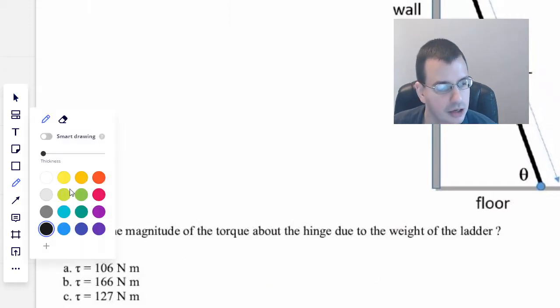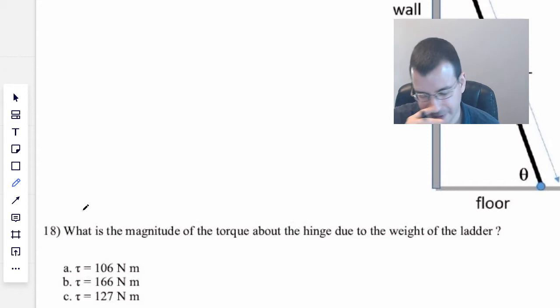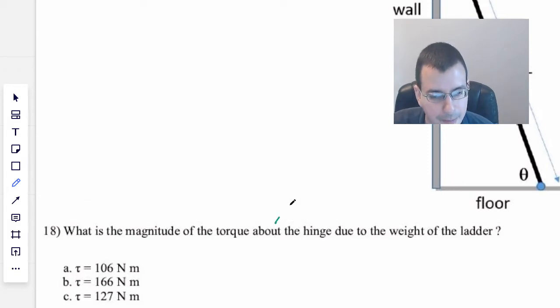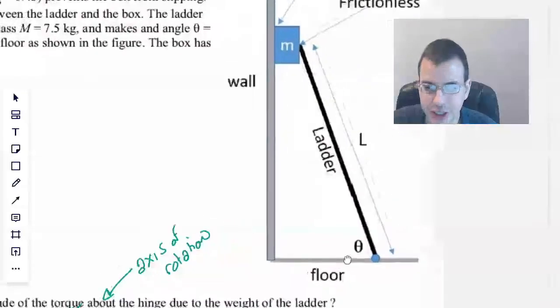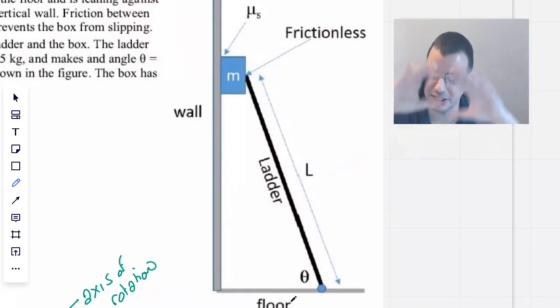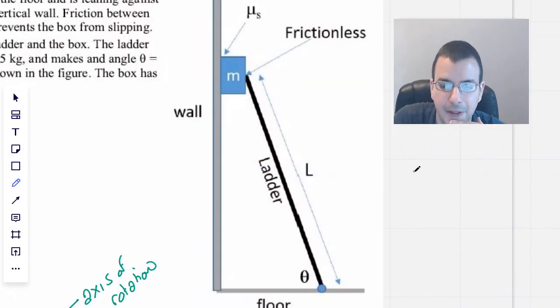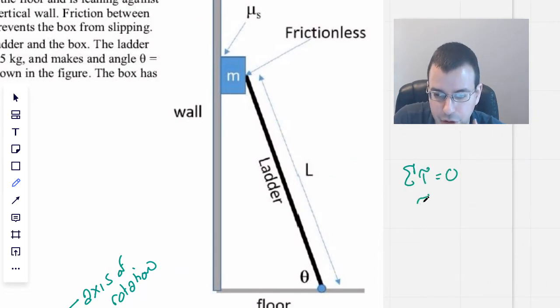Okay, so when I see the word about here, I'm thinking this means that's going to be the axis of rotation. And we're looking for the weight of the ladder creating a torque. So first thing to think here is, all right, this system is in equilibrium. It's not moving. So we're going to have a summation of all torques, which is going to be 0. And our two torques will be torque clockwise and torque counterclockwise.